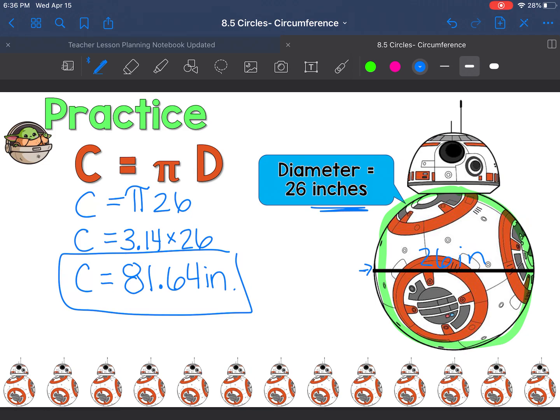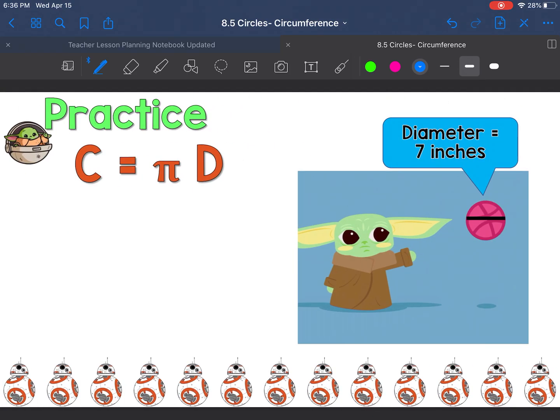And that's it, guys. That's how you find circumference. Now you know why I said I like this lesson so much, because it's easy, it's simple, it's fun. So let's solve some more problems.